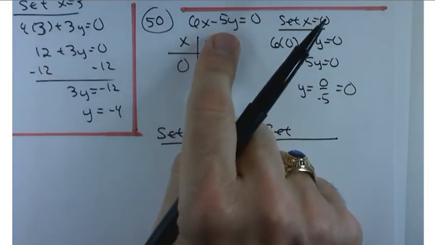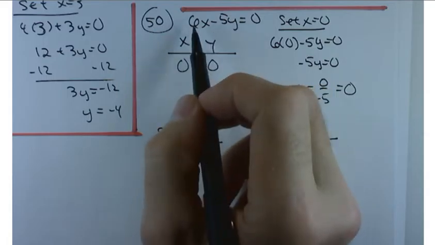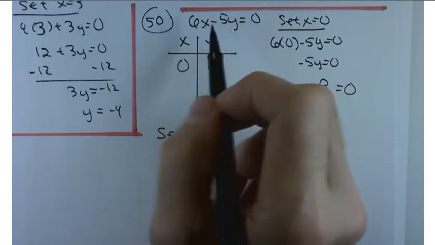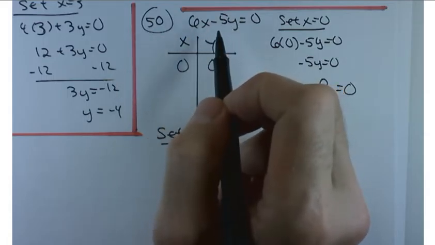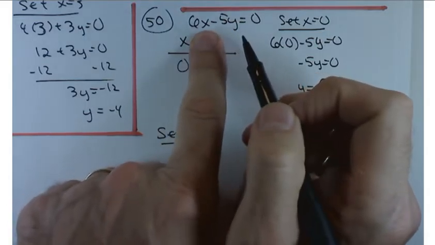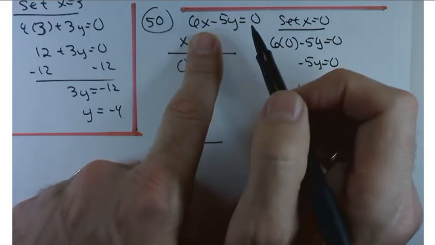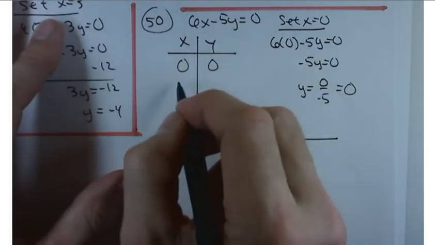nice integer points, let's think about what would be the lowest common multiple between 5 and 6. 30, right? So what do I put in for x to get 30 when I multiply these together? 5. So if I put in a 5 for x, let's see what happens.